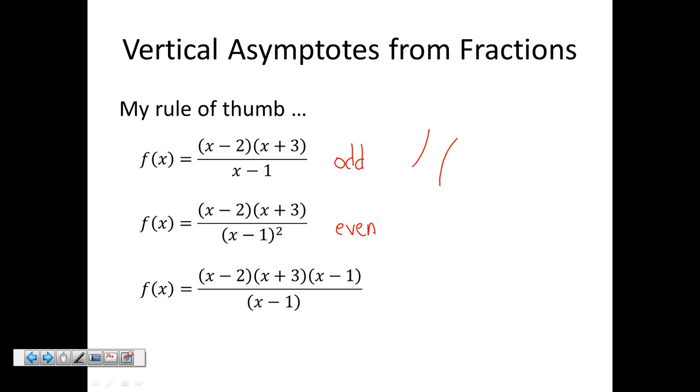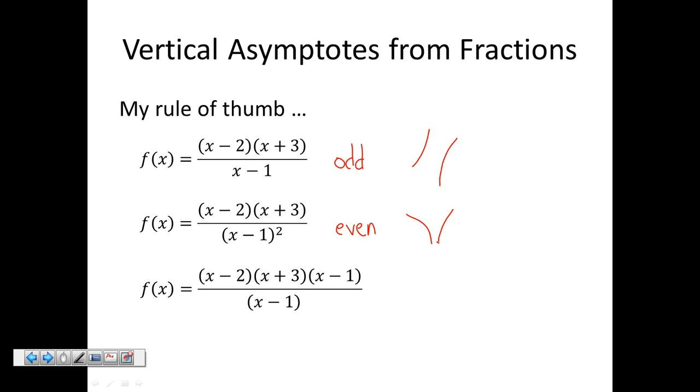When I see an even power, as I do in this second f of x, when I see that even power on the bottom, that means that they're both going to go down or they're both going to go up. So that means that my limit will go to either positive infinity or negative infinity. Again, I've got to explore it a little bit to figure out the details.